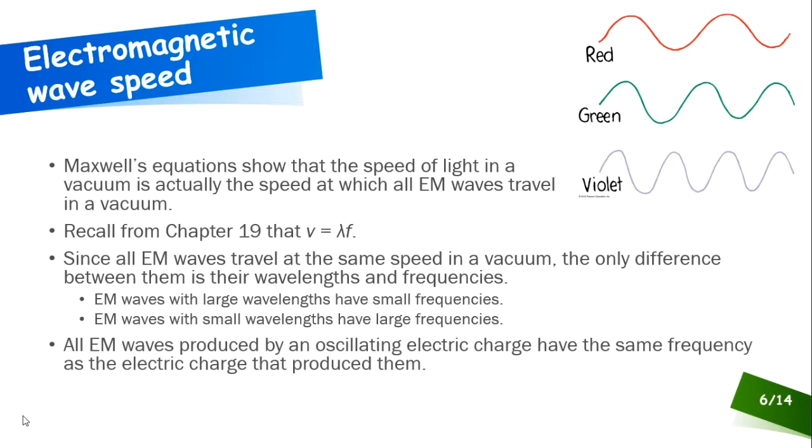Now, all EM waves produced by an oscillating electric charge will have the same frequency as the electric charge that produces them. And since the velocity of the waveform is known, since all EM waves travel at the speed of light, then that means that we can also find the wavelength for an EM wave that's produced by an oscillating electric charge.